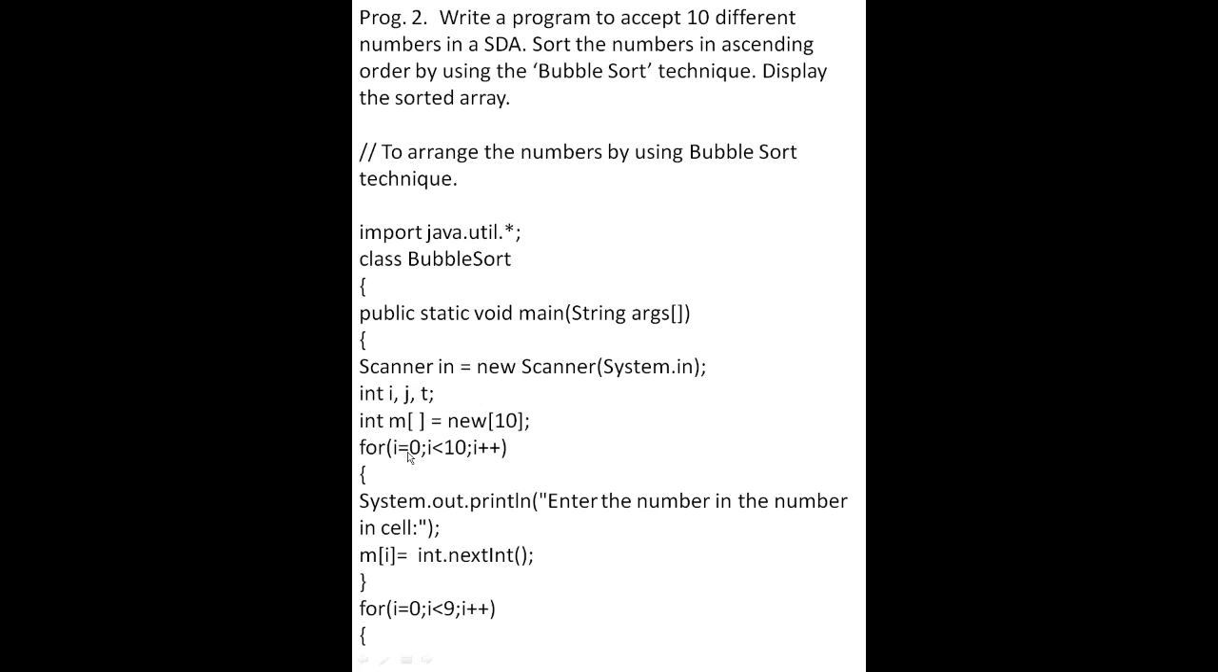Now for i started from 0, because the memory location starts from 0. i less than 10, i plus plus. Now curly bracket, now System.out.println, enter the number in the cell, then we will write the data type of the numbers. Now for i started from 0, i less than, I have not written equal here, we will write i less than or equal to 9, i plus plus.